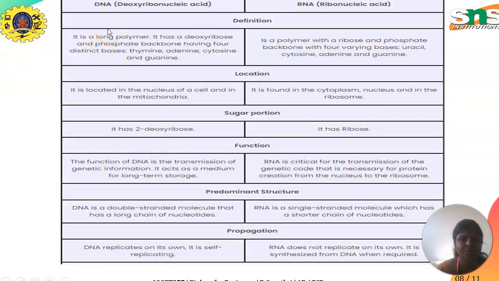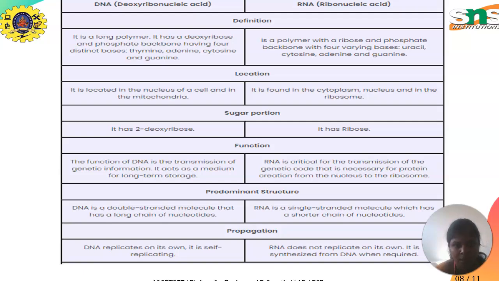The major difference between DNA and RNA: DNA is a long polymer. It has a deoxyribose and phosphate backbone with four distinct bases. It is located in the nucleus of the cell and in the mitochondria. The function of DNA is the transmission of genetic information. It acts as a medium for long-term storage. DNA is a double-stranded molecule that has a long chain of nucleotides. DNA replicates on its own.